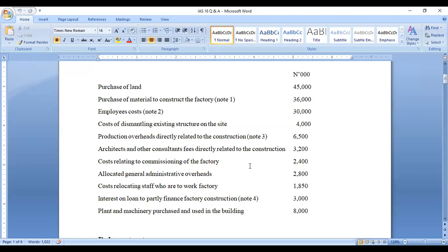Relocating staff who are to work at the factory, 150 million naira. Allocated general administrative overheads, 2.8 million naira. Interest on loan to partially finance factory construction (note 4), 3 million naira. Plant and machinery purchased and used in the building, 8 million naira.